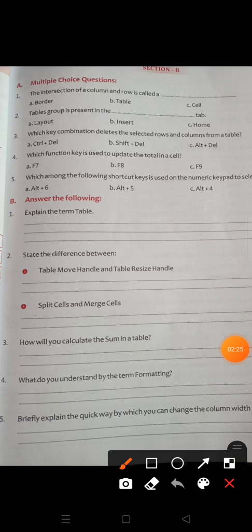Second is the difference between split cell and merge cell. The split cell option is used to divide a column into two or more columns, while merge cell is just the opposite of it. It is used to merge two or more cells, meaning merge cell combines multiple cells into a single cell, and we can split a cell into two or three parts. It is called splitting.